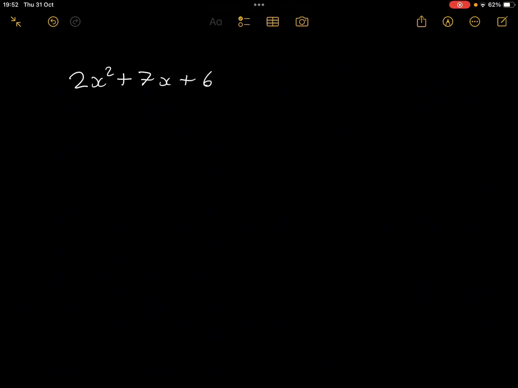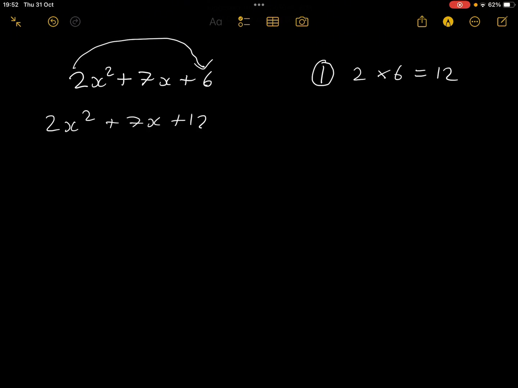The method won't work. So, there are a couple of ways of doing this, but I was taught and I use what I like to term the middle term split. So your step number 1 will be multiply 2 by the 6, and that's going to give us 12. So you simply multiply the 2 by the 6, the number before the x squared by the end number. So your new expression will now be 2x squared plus 7x plus 12.